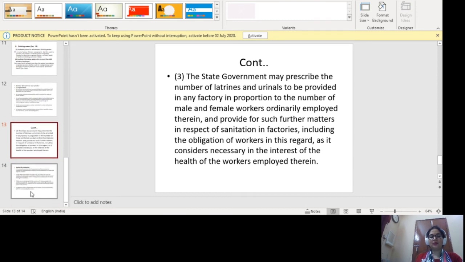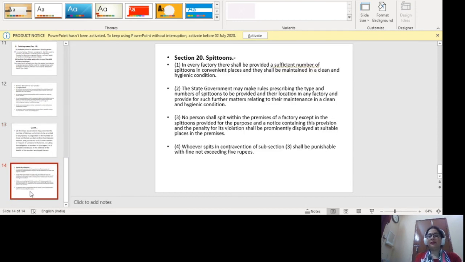Now, the last is your spittoons. In every factory, there shall be provided a sufficient number of spittoons in convenient places, and they shall be maintained in a clean and hygienic condition. The state government may make rules prescribing the type and number of spittoons to be provided and their location in any factory, and provide for such further matters related to their maintenance in a clean and hygienic condition.